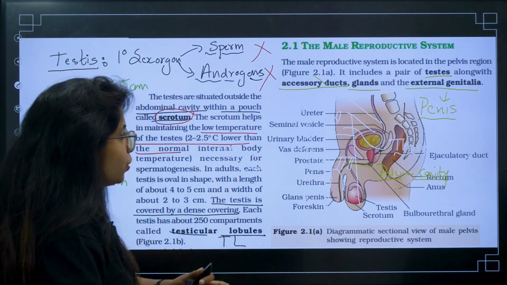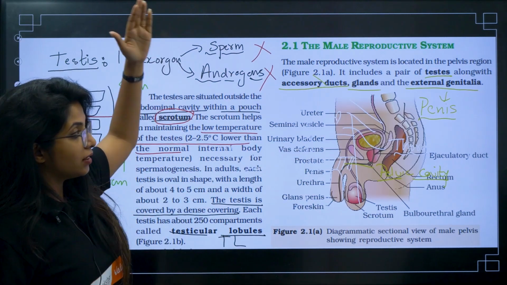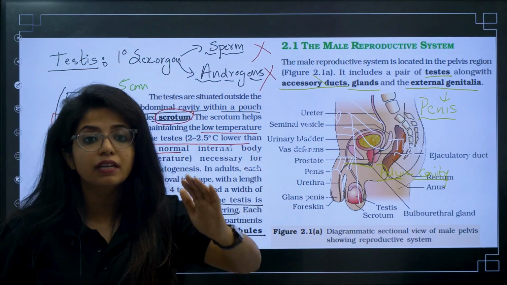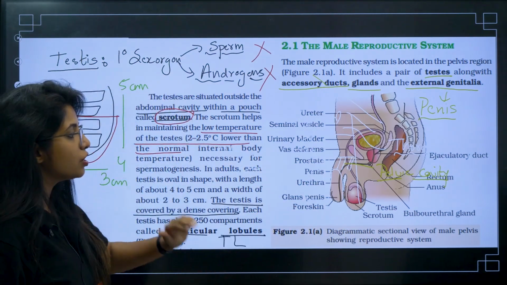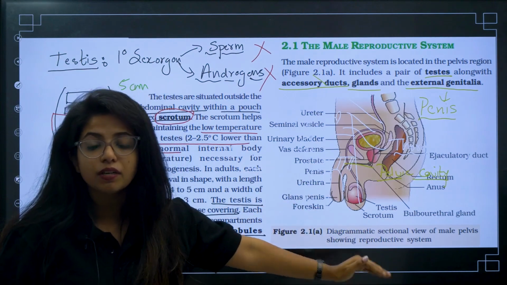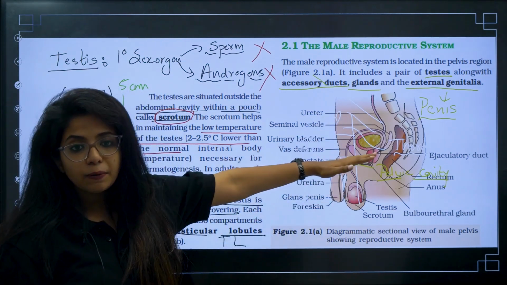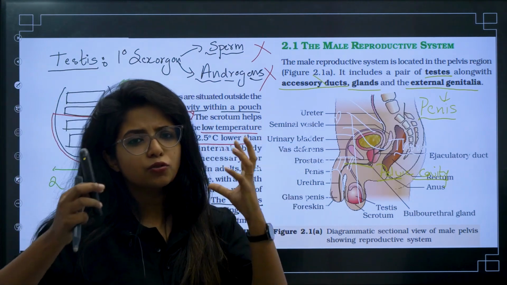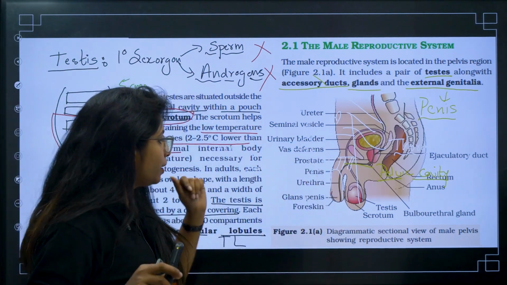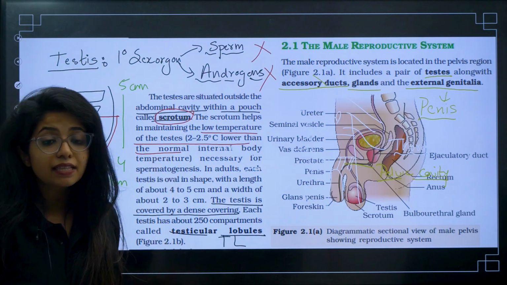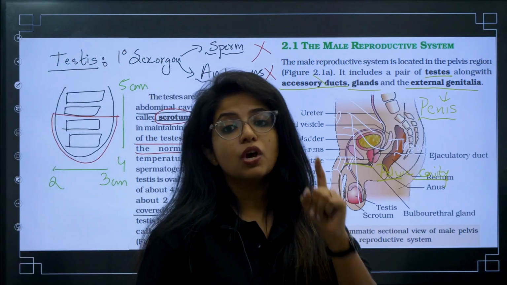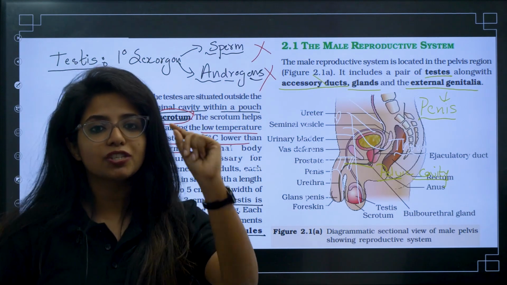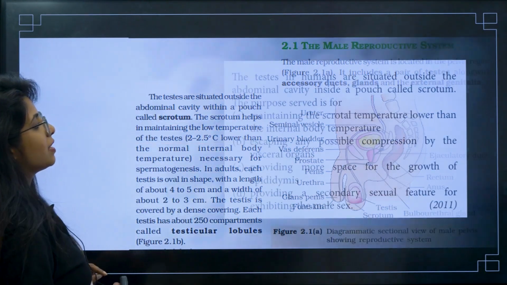So we are done with testis, which is there in the pouch known as scrotum. Why is it there in the pouch? Because we need 2 to 2.5 degrees Celsius lower than the human body temperature. What is the width? 2 to 3 centimeter. What is the length? 4 to 5 centimeter. It has a dense covering. You call it tunica albuginea, and the outermost covering. There are so many muscular layers as well. Now we go ahead. What do we have? Inside the testis, you have 250 compartments. What do you call these compartments? Testicular lobules. That is TL, testicular lobules. Now let's see what's in there.